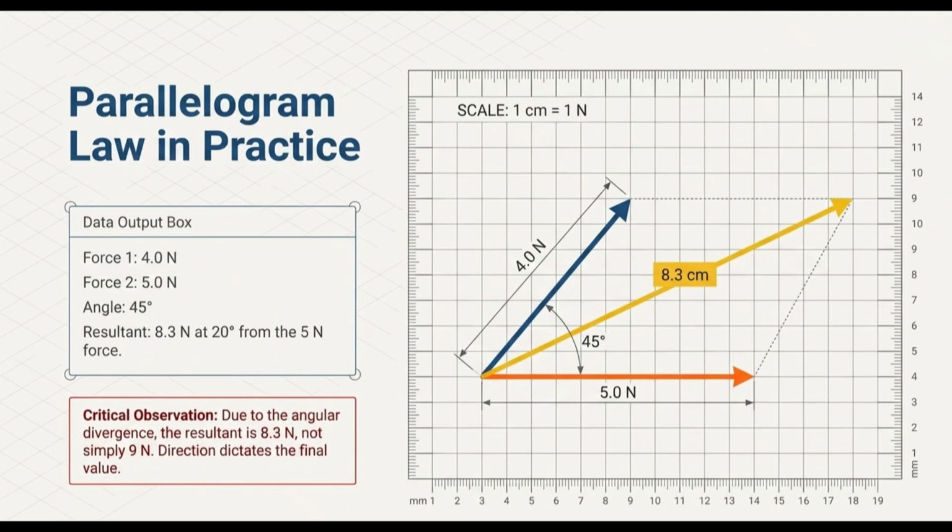Okay, so you can see here force 1 is given as 4 Newton, force 2 is given as 5 Newton, and the angle is 45 degrees. So what is the resultant? That is 8.3 Newton at 20 degrees from the 5 Newton force. See, this is how it will work. Due to the angular divergence, the resultant is 8.3 Newton, not simply 9 Newton. So direction indicates the final value.